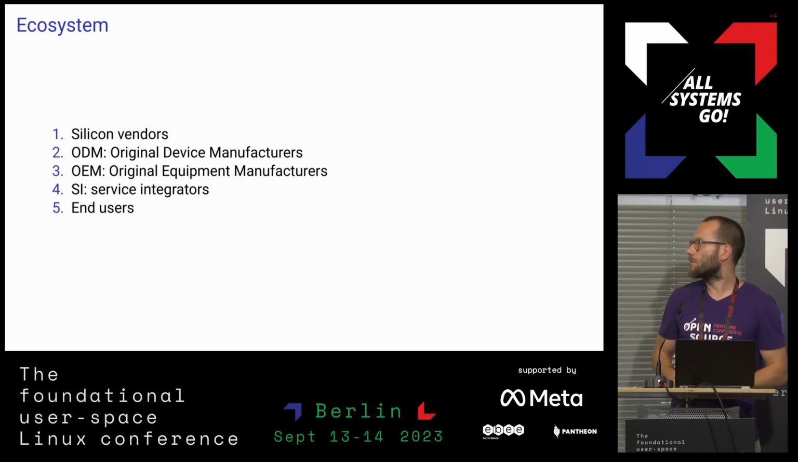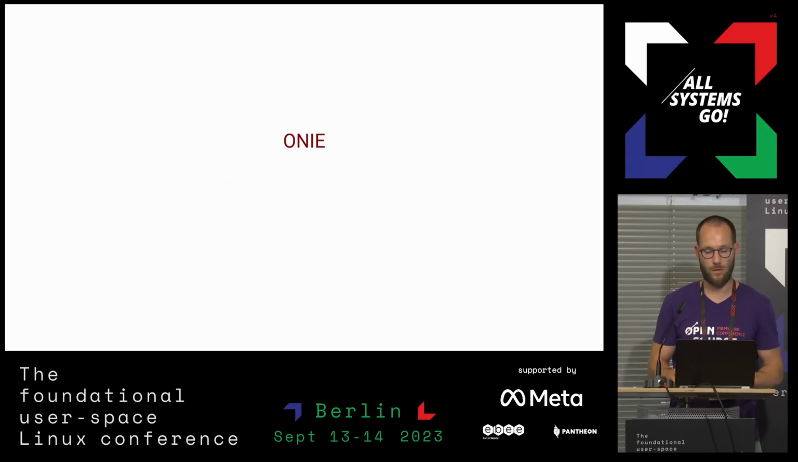So the question is, what is different? Actually, there is not so much different, right? There's also an ecosystem, so silicon vendors, which is often ARM chips, but also x86 chips, so there are Intel Xeon switches out there. Then somebody takes this, makes a board out of it, then somebody creates a whole device out of it, so ODMs, OEMs, and then there are also contractors, service integrators, which give support and sell it, and of course the end users.